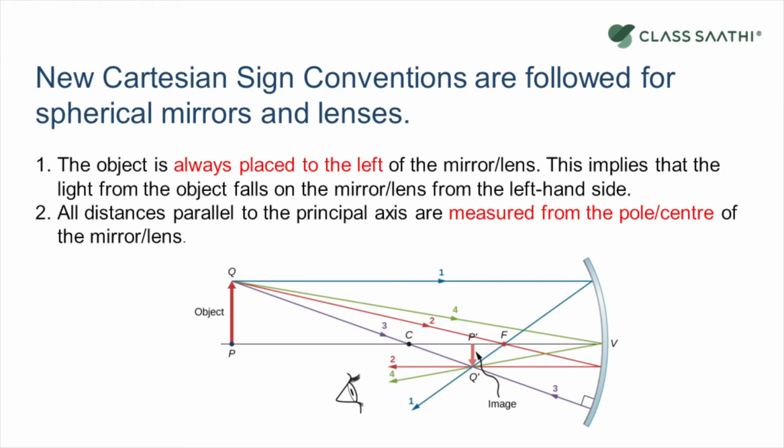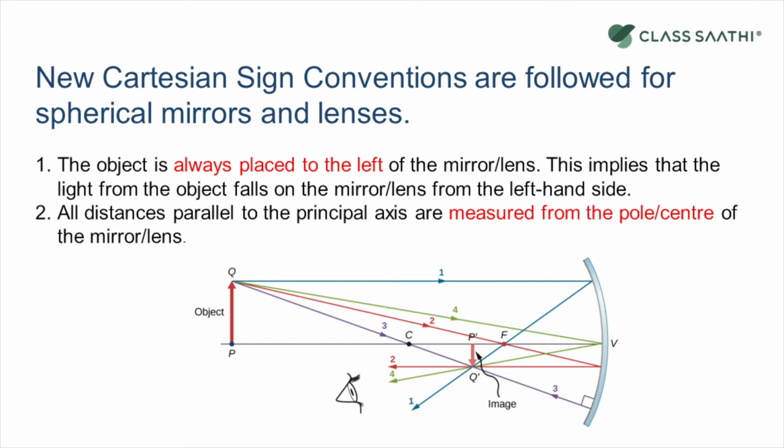To deal with curved mirrors and lenses, we use the new Cartesian sign conventions as listed. It contains 4 points. The first one is that the object is always placed to the left of the mirror or lens. This implies that the light from the object falls on the mirror or the lens from the left side, as you can see in the figure shown below. The light from the object is incident from left to right.